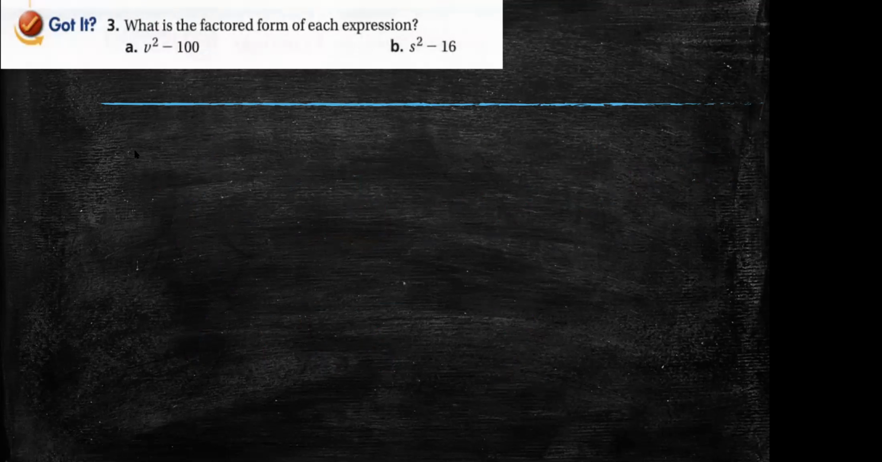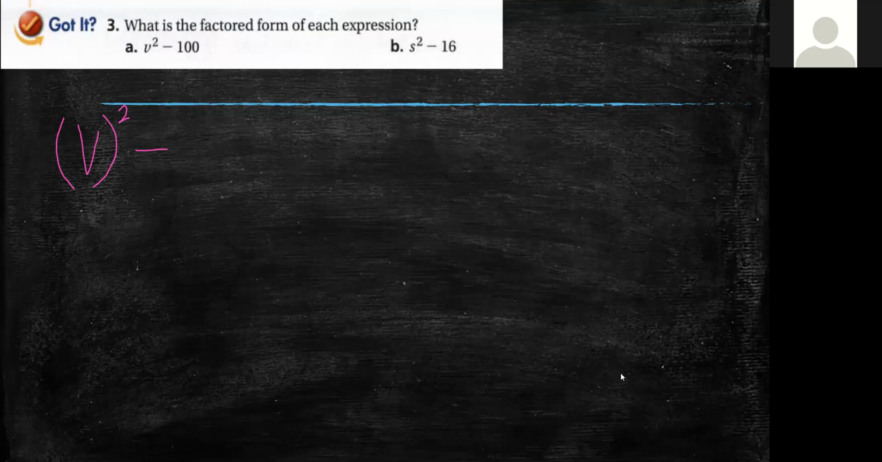Now, what is the factored form of each expression? V squared minus 100 and S squared minus 16. The first step, let's write them here as V squared minus 100. Is 100 a perfect square? Yes, it's 10 squared.